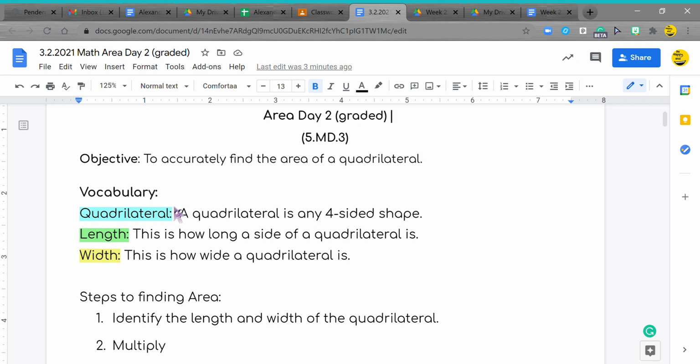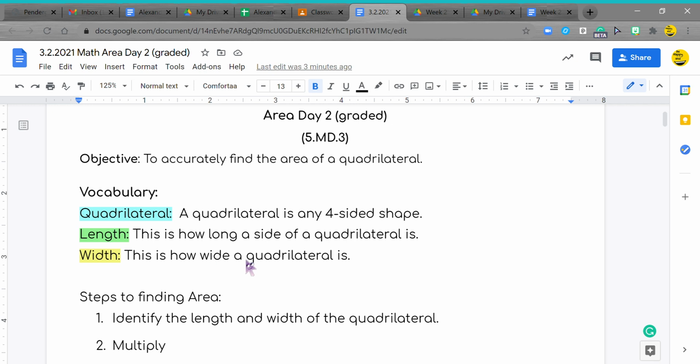One of our vocabulary words is quadrilateral. A quadrilateral is any four-sided shape. We have a square, a rectangle, a trapezoid, a kite, a diamond, and a few more that are quadrilaterals. 4 sides, 4 vertices, 4 angles, 4 edges. Length is how long a side of the quadrilateral is, and width is how wide it is.